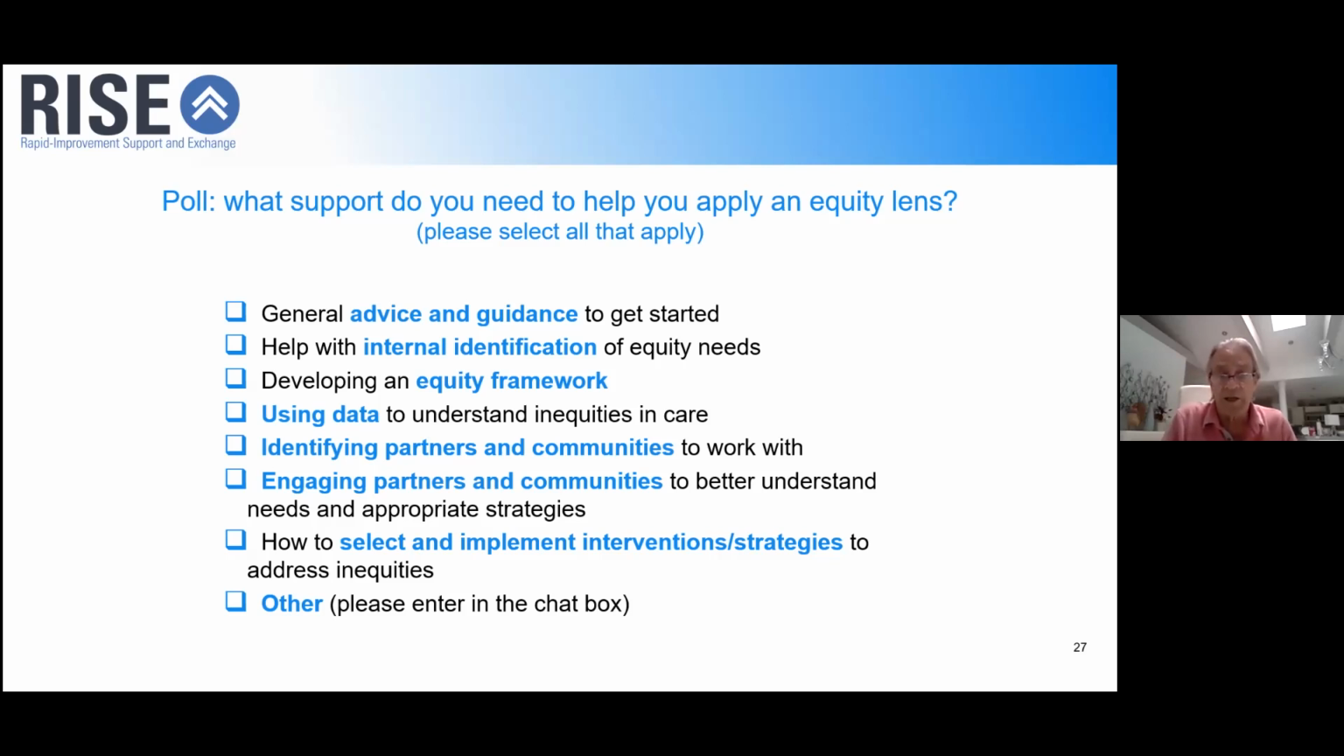Another big area seems to be how to select and implement interventions and strategies to address inequities. So again, go to your coaches and they will try and find you ways to do that, but also, if you've developed a particular intervention to address particular inequities, please share that. Either share it now, share it online, or share it with your coach. So with that, I'm going to close the poll right now, and we're going to go to a Q&A.